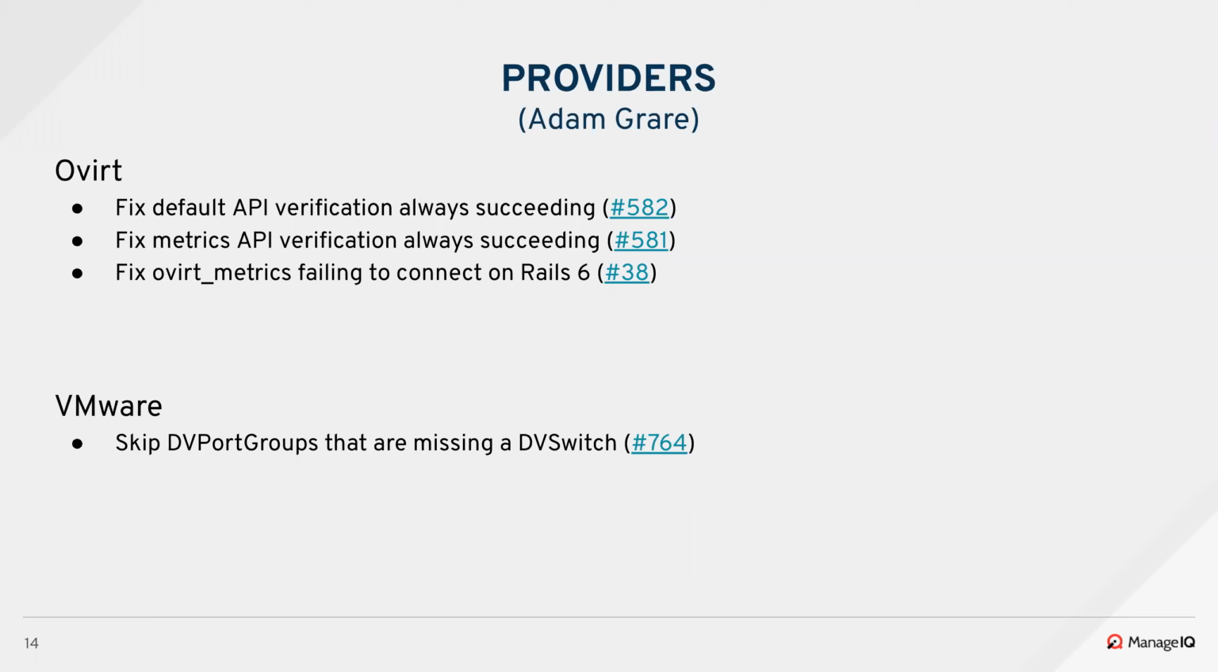For VMware, we got a community bug where, due to some permissions issues, there were no distributed virtual switches being returned, but we were getting the DB port groups. This was causing failures because we expect to be able to link a LAN to a switch. So, preemptively, we added code to skip any DB port groups that are missing a DB switch, because there's something wrong that's not going to work. And that's it for providers.